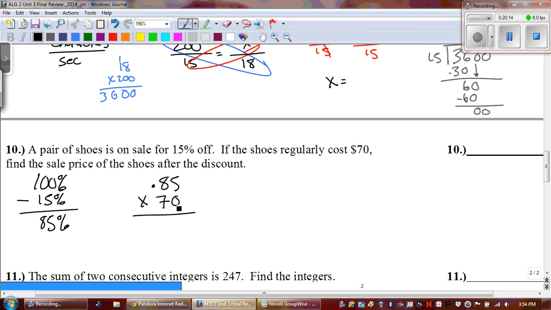Okay? Well, 0 times everything is 0, and then 7 times 5 is 35. 7 times 8 is 56, plus 3, and we get a 9. Now, how many numbers are behind the decimal? 2. So make sure that there are 2 numbers behind the decimal. You end up paying, oops, $59.50 for the pair of shoes.